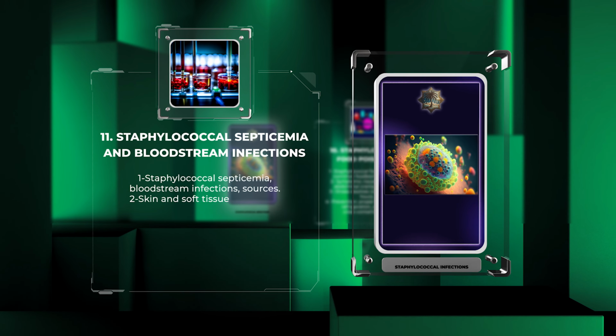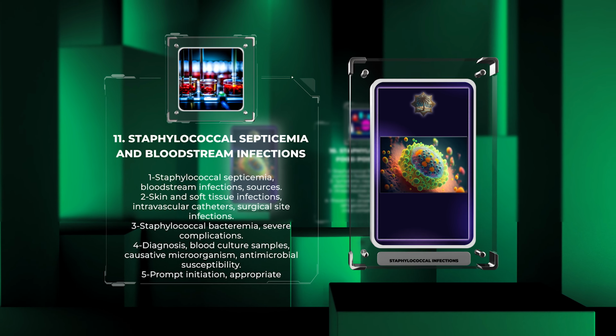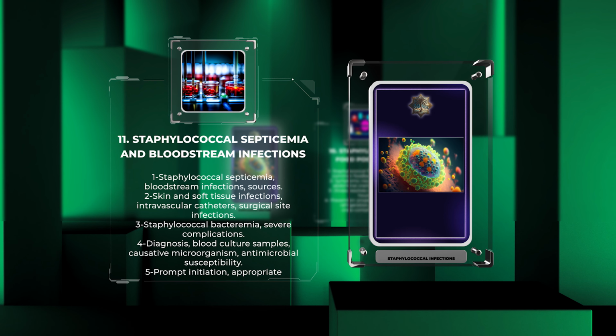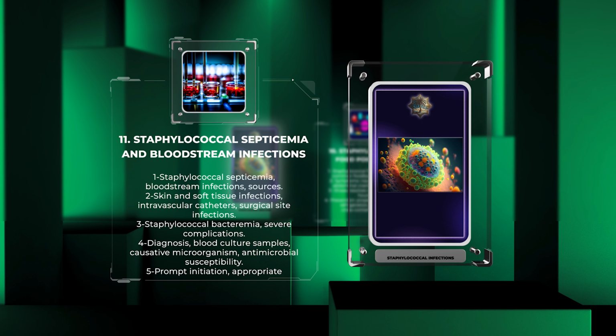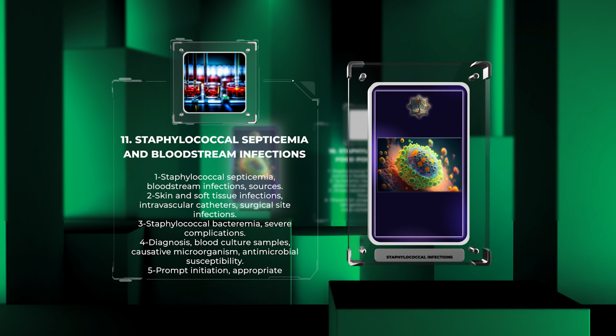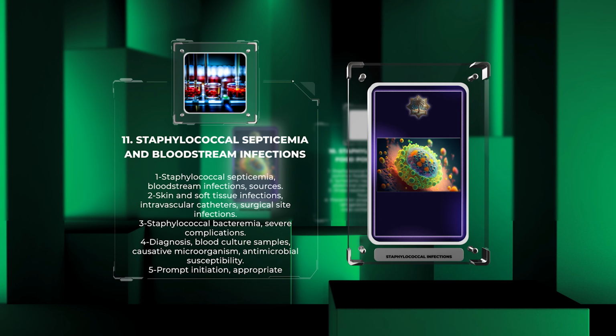Staphylococcal septicemia and bloodstream infections can arise from various sources, such as skin and soft tissue infections, intravascular catheters, or surgical site infections. Staphylococcal bacteremia can lead to severe complications, including infective endocarditis, osteomyelitis, and septic emboli in distant organs. Diagnosis relies on blood culture samples, which are essential for determining the causative microorganism and its antimicrobial susceptibility. Prompt initiation of appropriate antibiotic therapy, guided by culture results, is crucial to improve patient outcomes.